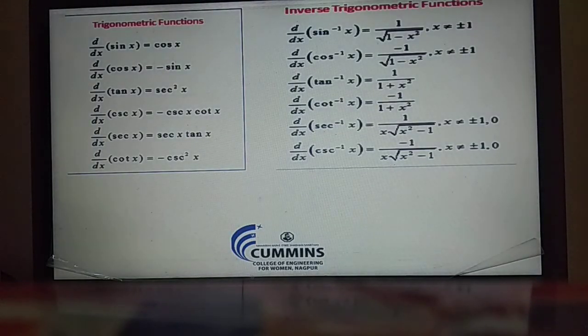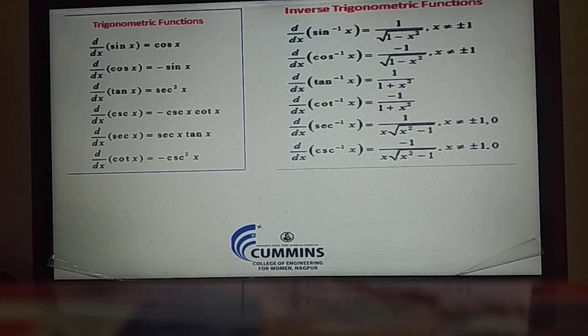Now trigonometrical functions, 6 trigonometrical functions are there. d by dx of sin x is cos x, d by dx of cos x is minus sin x, d by dx of tan x is sec square x, d by dx of cosec x is minus cosec x into cot x. Similarly, d by dx of sec x and d by dx of cot x. Now similarly, inverse trigonometrical functions are also given.